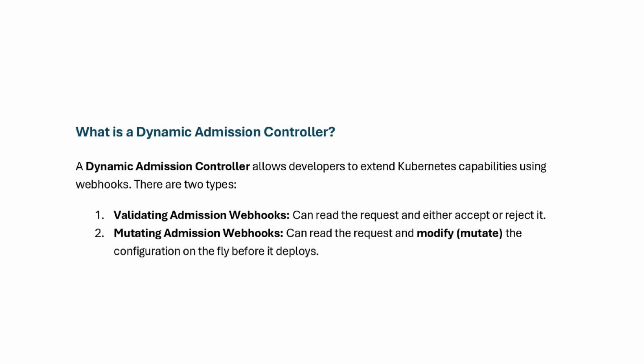In short, it is like we are adding a barrier between direct communication of etcd and API server. Now it is API server first communicating with intercepted dynamic admission controllers configuration, then it reaching to the etcd, not directly. By doing this, we are extending Kubernetes capabilities by adding validating admission and mutating admission webhooks that helps in either accepting or rejecting the request and to modify or mutate the configuration before it is deployed.